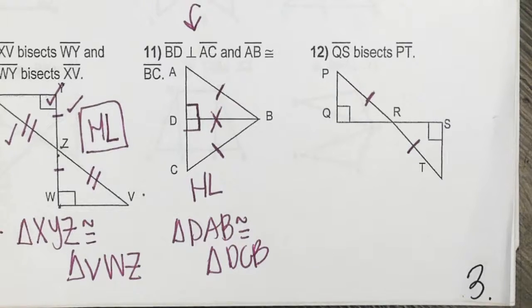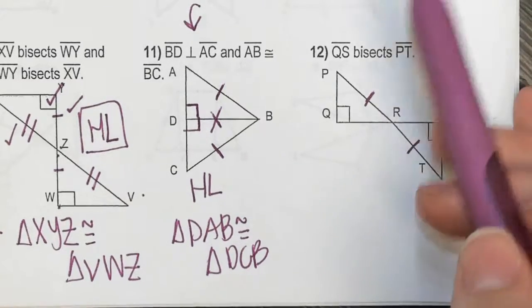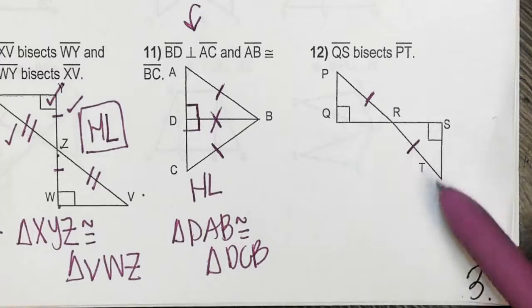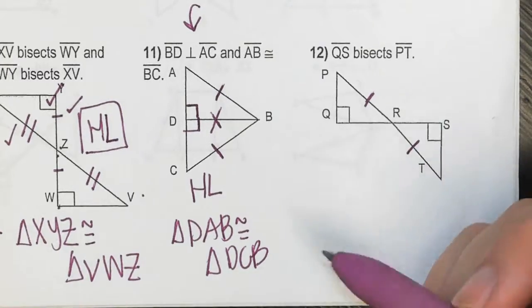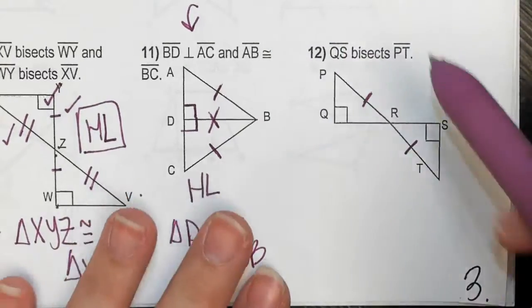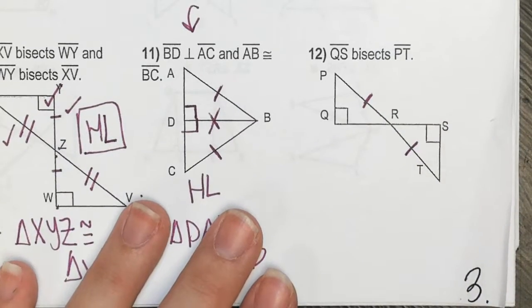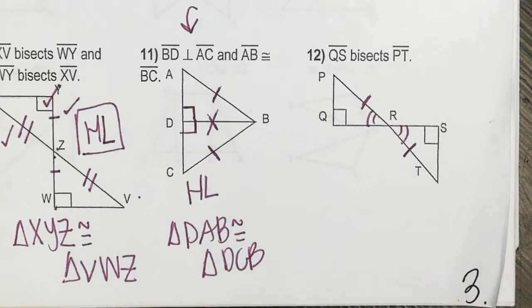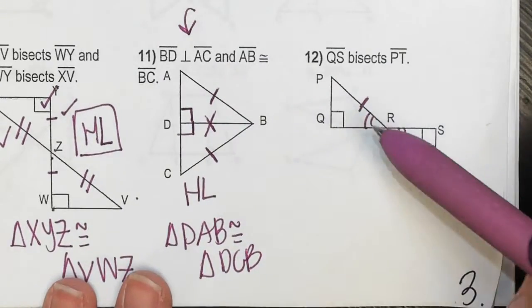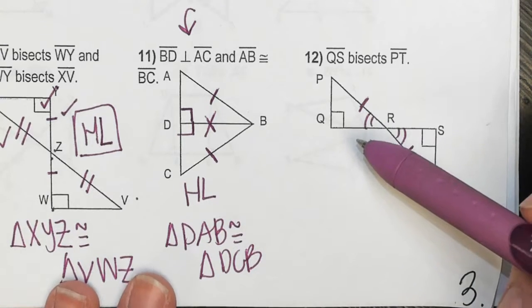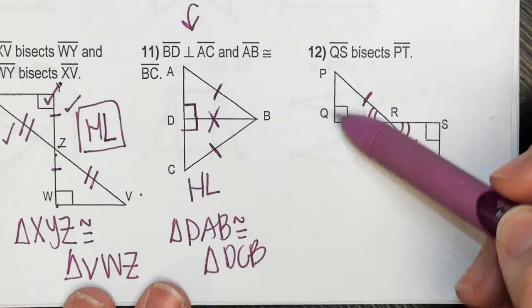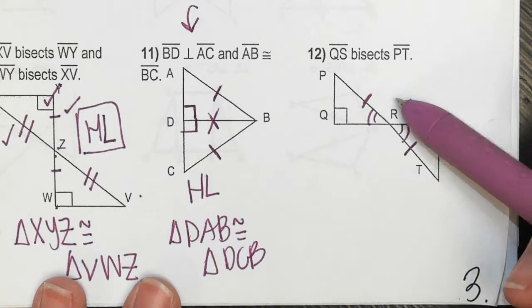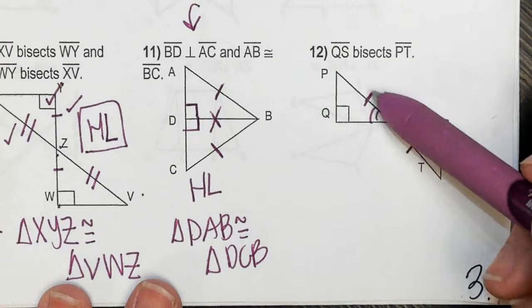Here's the thing about 12. Off the bat, what do you see? 90 degrees. So you want to assume that you can use HL, right? But it only tells you one segment. It only tells you your hypotenuses are congruent. So what else can I assume based on this picture? Not reflexive. Vertical. Oh, I'm sorry, I did skip 11. But I got hypotenuse leg. 12, these are vertical. So I'm actually not going to use HL because I have 90 and I have the hypotenuse, but I don't have a leg. But I can use AAS.